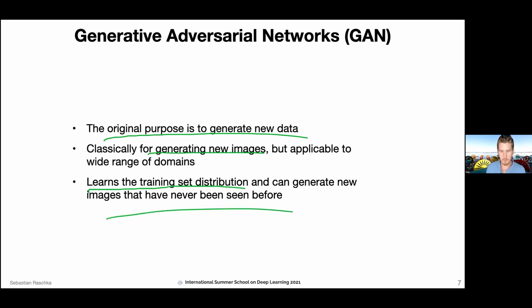So generating new data. I've recently, for example, also seen applications where people do this to augment training sets. So when you have a problem with limited data and you want to train a classifier and you only have so few examples, some people I've seen use GANs to generate synthetic data. That is also one potential application. But let's focus more on the broad concept here, learning this training set distribution to generate new data.